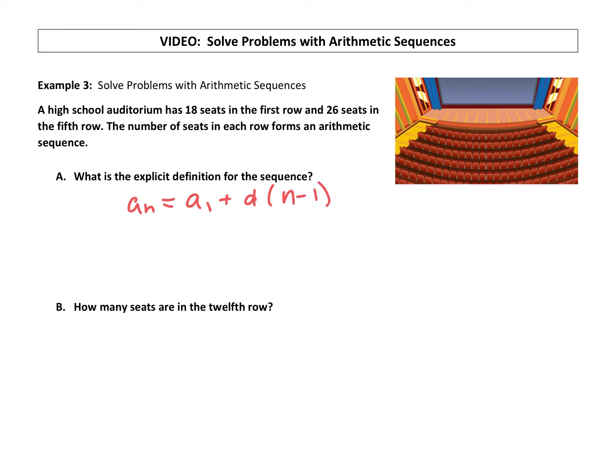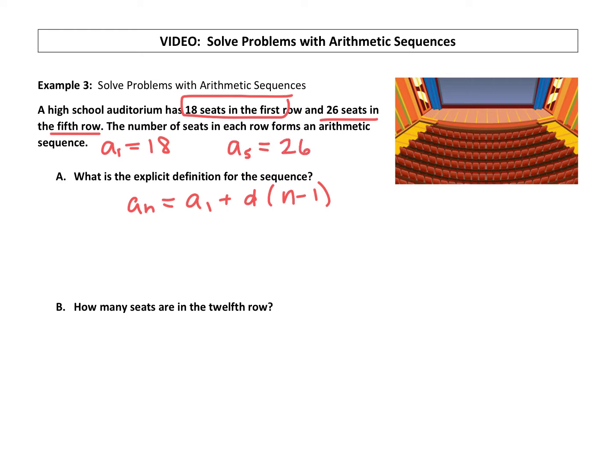So what information do we have? We know the first term has 18 seats in the first row. So we know that a1 equals 18. And then the other thing we know is that there are 26 seats in the fifth row. So I'm going to say that the fifth row, A sub 5, when I say sub, that's just a subscript to tell you to write it kind of smaller in the subscript position. Sometimes I might just say A5 or A sub 5. Same thing. All right, so A sub 5 is equal to 26 seats in that row.